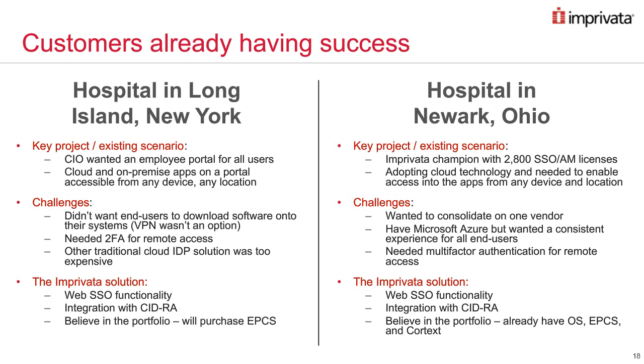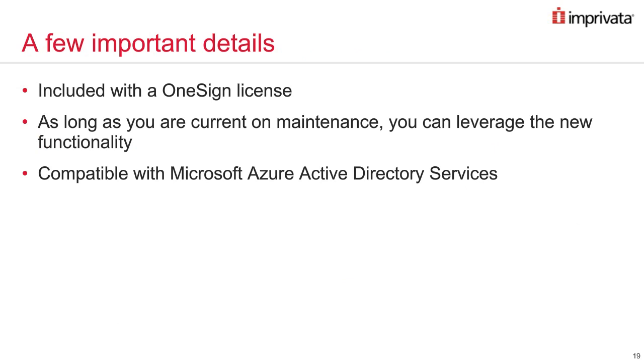So I know I've highlighted a couple customers here, and I know I've highlighted some success. So I want to just make sure everyone understands there's some important details of the solution. It is included with a OneSign license. So with Imprivata 7.0, if you're on the latest and greatest version and you have an SSOAM license, you already have Web SSO capabilities. As long as, again, you're current on maintenance, you can leverage this new functionality, and it's compatible with Microsoft Azure Active Directory services. So I know that many of you, as you saw in today's poll responses, are already leveraging Office 365. So our solution integrates seamlessly into Office 365 as well for SSO.